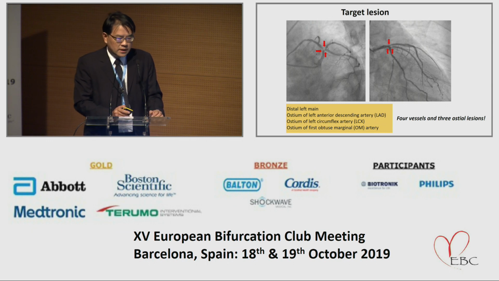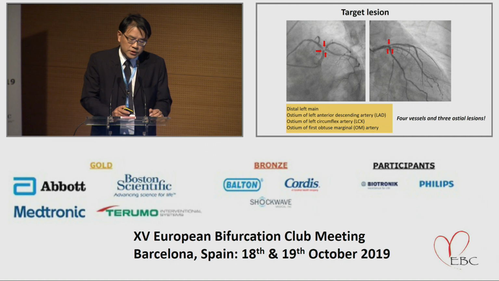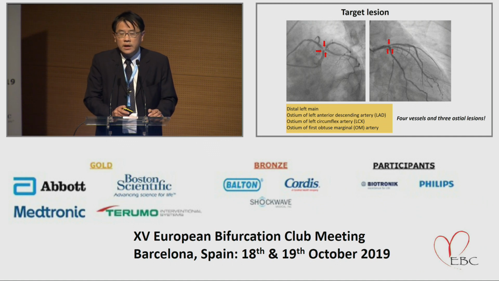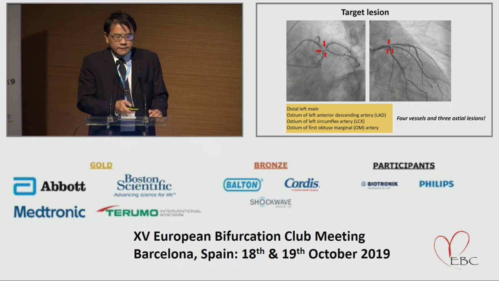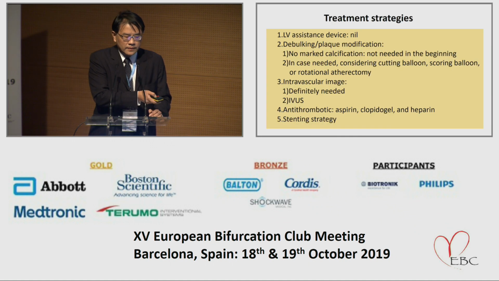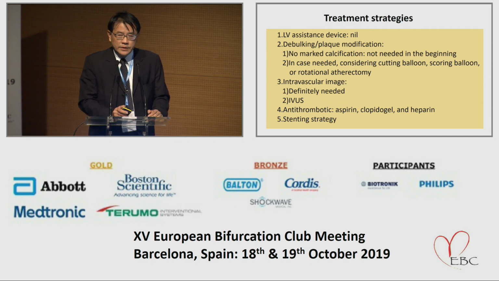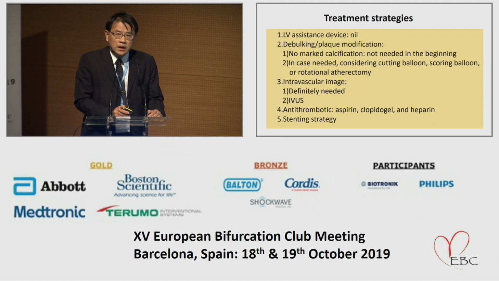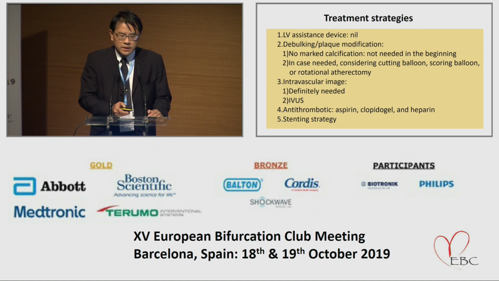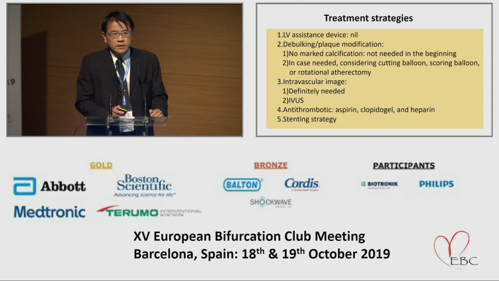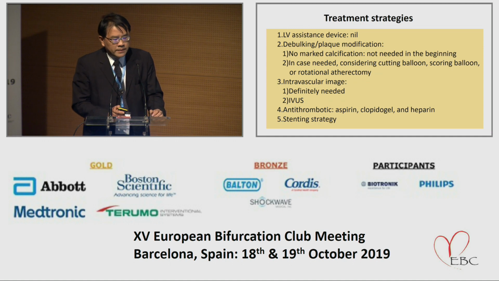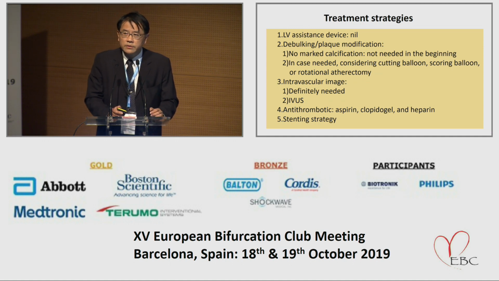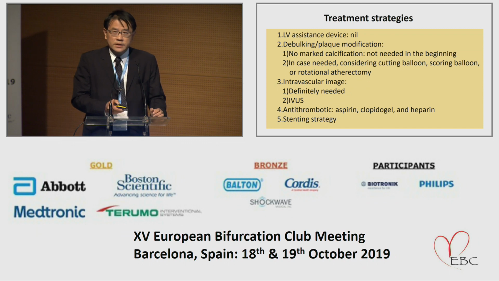So our target lesion consists of the distal left main lesion and the ostium of the LAD, OM1 branch and the circumflex. There are 4 vessels and 3 ostia to be treated. Because his heart function is normal, we don't think a left ventricular assist device is needed. As to debulking, because there is no severe calcification seen in the angiography, we don't think it is needed in the beginning. But in case of need, we will use a scoring balloon, cutting balloon, or rotational atherectomy.